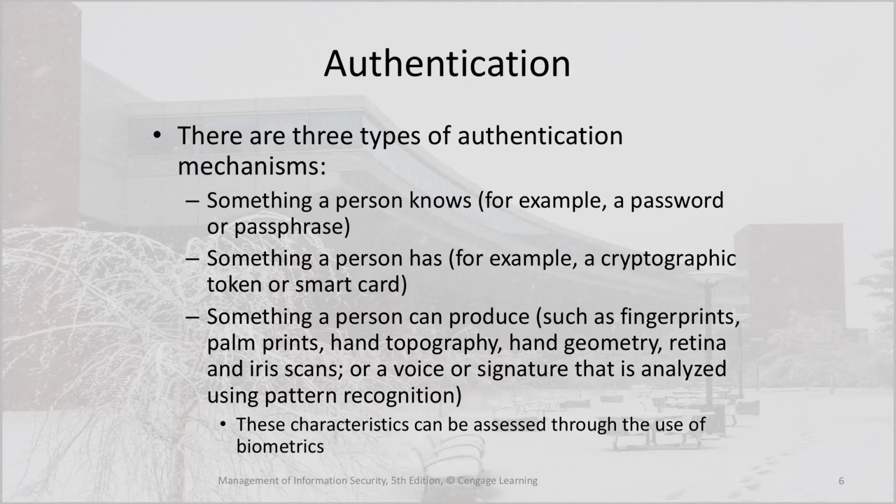There are 3 types of authentication mechanisms. First is something a person knows, such as a password or passphrase. Second, something a person has, for example, a cryptographic token or smart card. Third, something a person can produce, such as fingerprints, palm prints, hand topography, hand geometry, retina and iris scans, or a voice or signature that is analyzed using pattern recognition. These characteristics can be assessed through the use of biometrics.